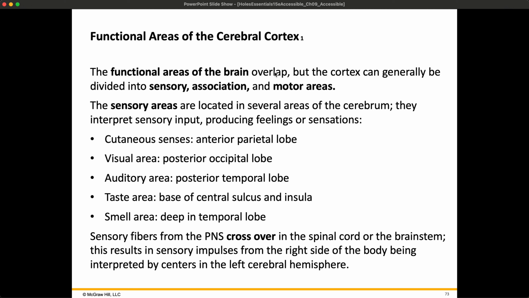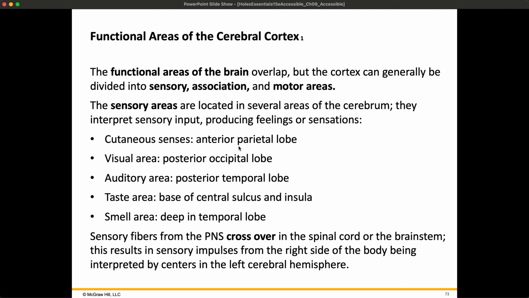Functional areas of the brain do overlap, but it can generally be divided into sensory, association, and motor areas. Association is the higher thinking, the putting things together, interpreting signals. Sensory areas are located in several parts of the cerebrum. You have cutaneous, visual, auditory, taste, and smell areas.